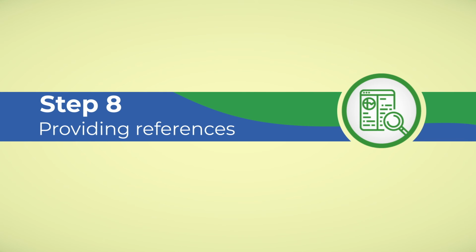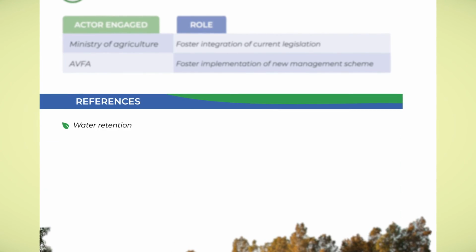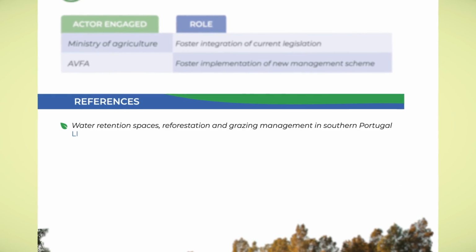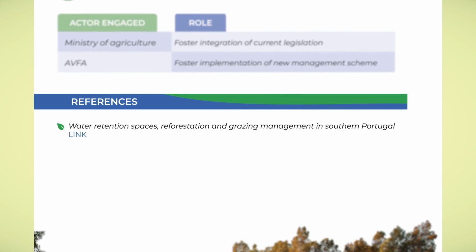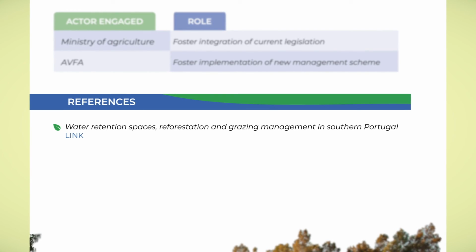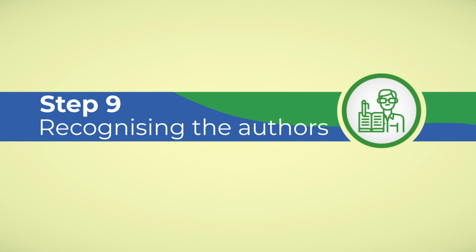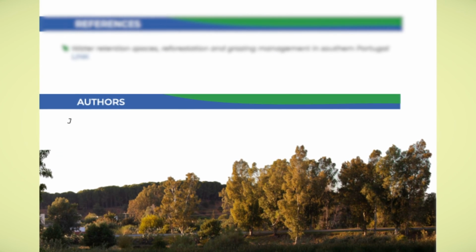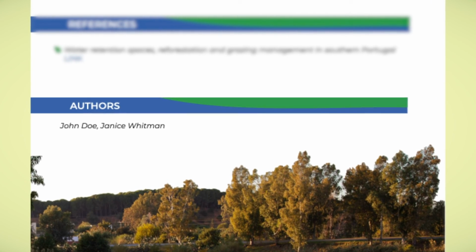Step 8. Providing references. The knowledge transfer must be correctly referenced in each fact sheet, thereby allowing the target audience to access research publications on the proposed solution's performance, as well as acknowledging concrete examples from the field. Step 9. Recognizing the authors. It is important to give recognition to the group members and mention the institutions and organizations represented.